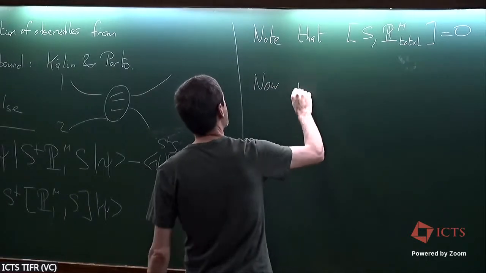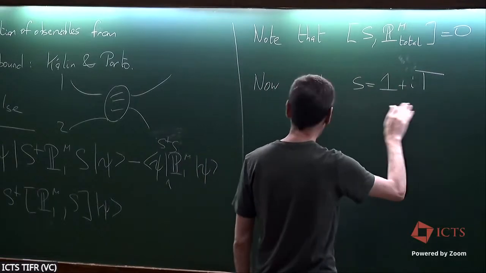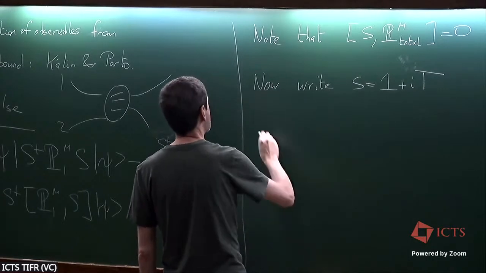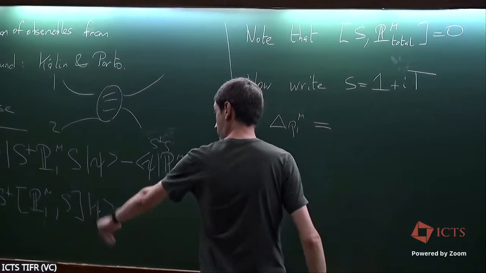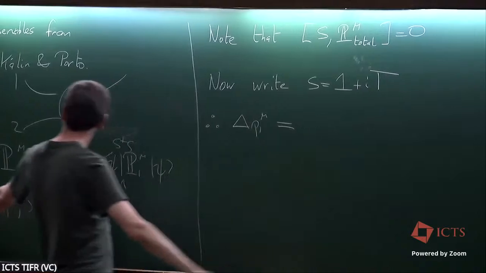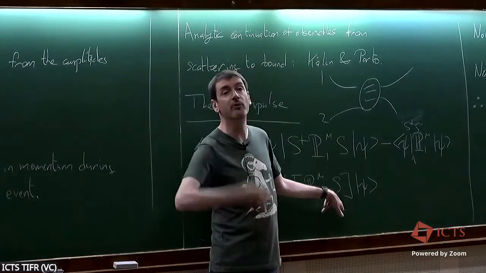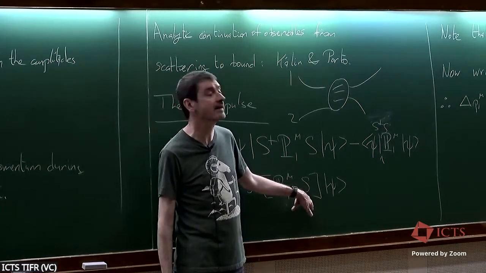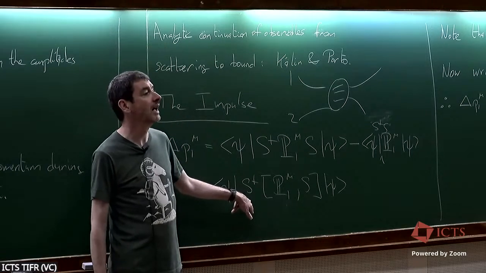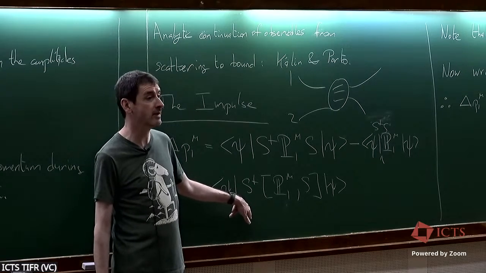Now in this formula, we can write the S matrix as 1 plus IT, as before, so T is a transition matrix. Then the change of particle 1, delta P1, the impulse in particle 1, will come out in terms of two terms. If I replace S here by 1 plus IT, the commutator of the P with the 1 is certainly 0, so I could just shove in IT here instead of S. But this S dagger here will be 1 minus IT dagger. Both of those terms will contribute to the impulse. So we'll have a formula that involves two terms.